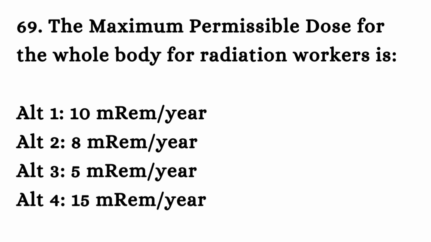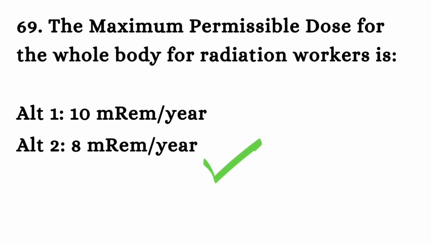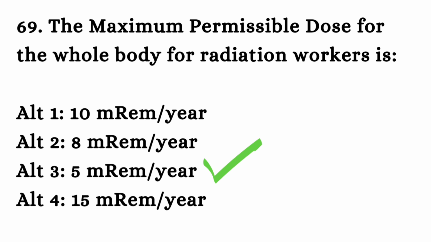Next question. The maximum permissible dose for the whole body for a radiation worker. Option 1, 10 milligram per year. Option 2, 8 milligram per year. Next one, 5 milligram per year. Other one, 50 milligram per year. The right answer is option 3. 5 milligram per year is the permissible dose for the whole body for a radiation worker.